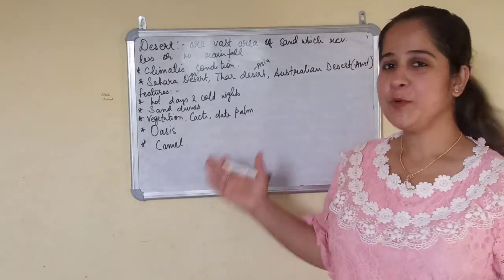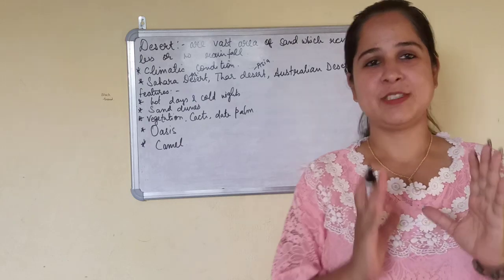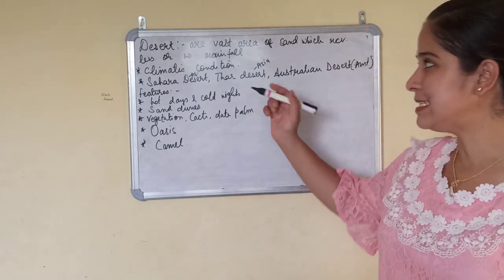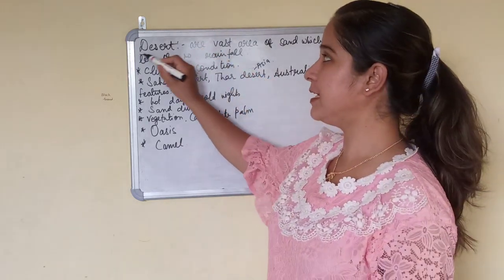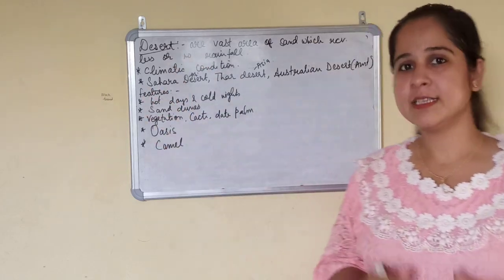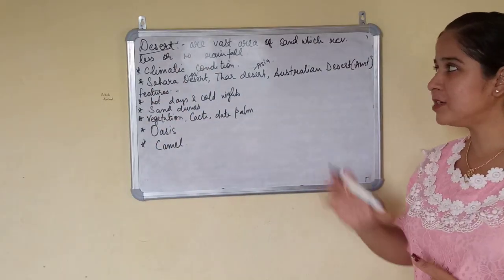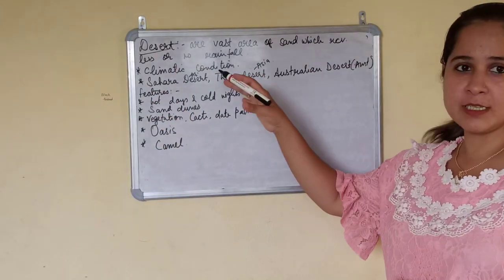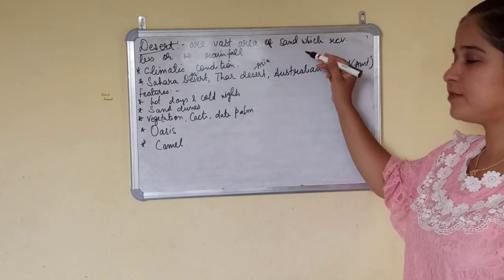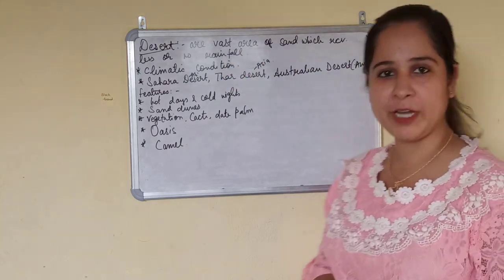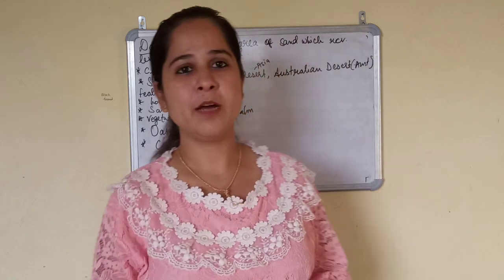Now I'm going to start the last part of this chapter, and this is the desert. Desert is a major landform. And what is a desert? Deserts are vast areas of sand. What are deserts made of? These deserts are made up of sand.